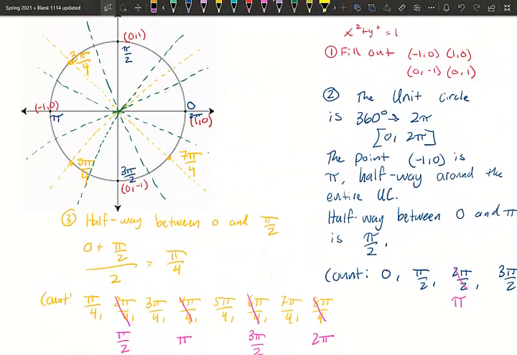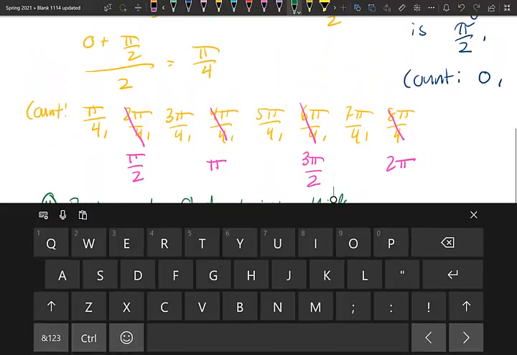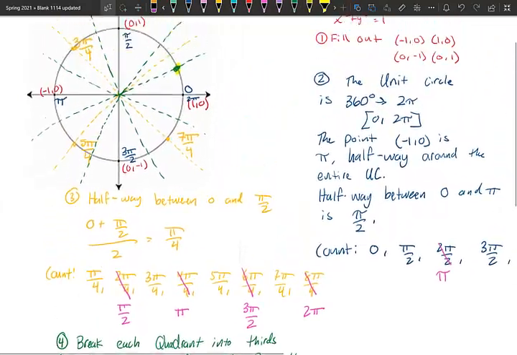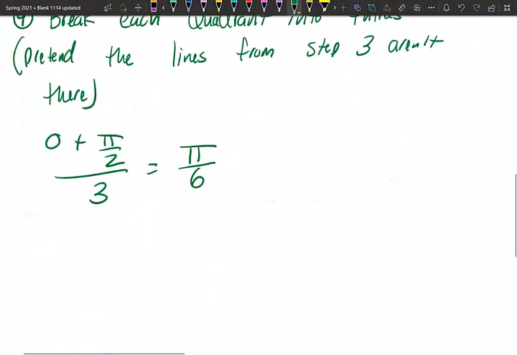Now we're talking about thirds: a third of the way from 0 to pi over 2. So we're going to break it down into thirds. 0 plus pi over 2, divided by 3, we get pi over 6. Again, we're just going to count until we get to 2 pi. So that first one is pi over 6. So let's count.